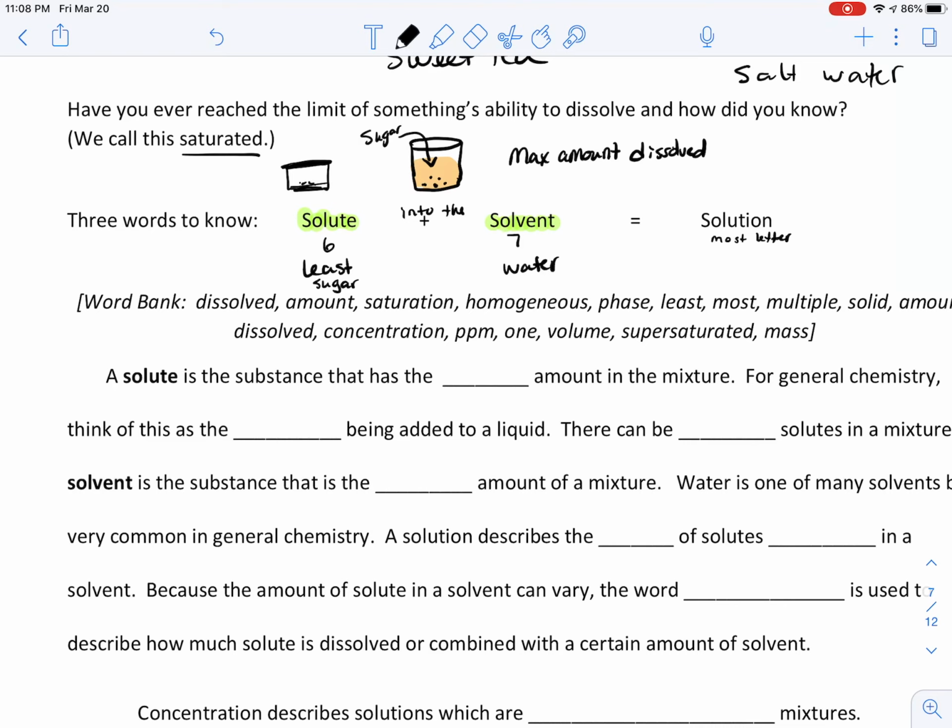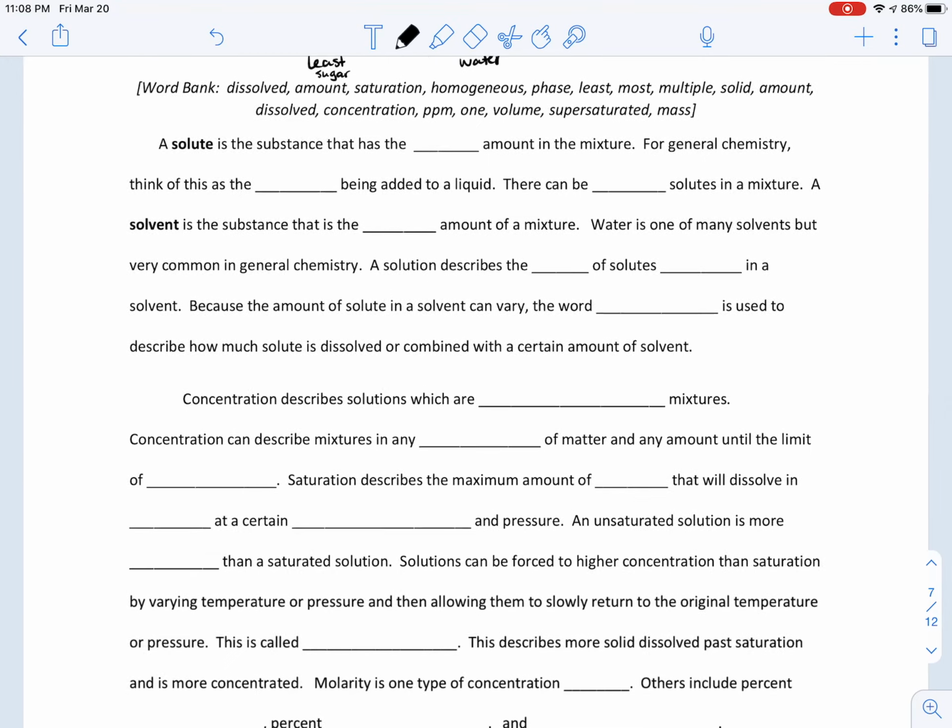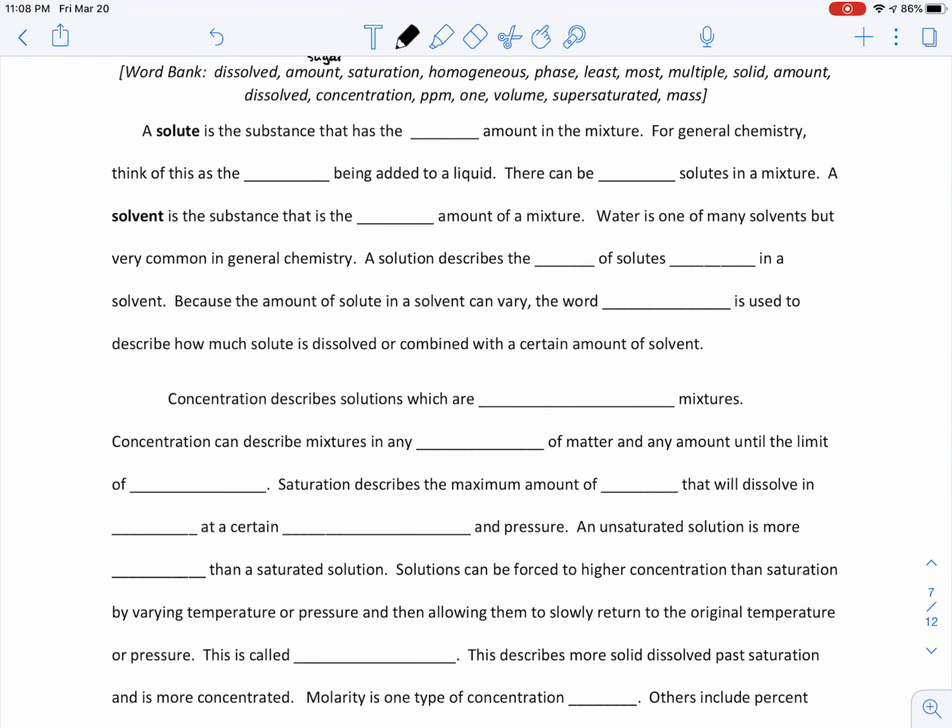So the solute, which is the smallest word, is what is in the least amount. You put the solute into the solvent, which in general chemistry is going to be water. In industry, this can be all different kinds of solvents. It doesn't have to be water. A lot of solvents in industry have a really strong smell because they're organic things. So if it's got a strong smell, it's probably not water. And then solution, this is the one that has the most letters. That's what you get when you mix it all up.